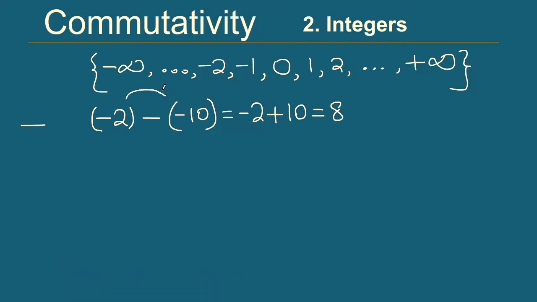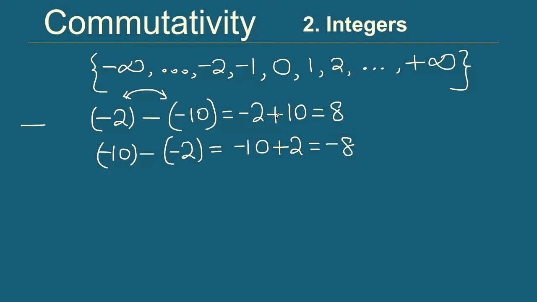Let's switch the numbers. So this time we have minus 10 here, minus minus 2. So this will be minus 10, minus minus will become plus, plus 2, minus 10 plus 2 is minus 8. So we see these two are not equal, right? Let's take a look at our second example.